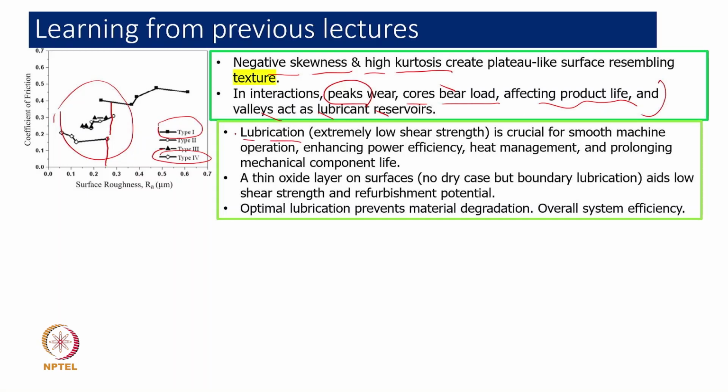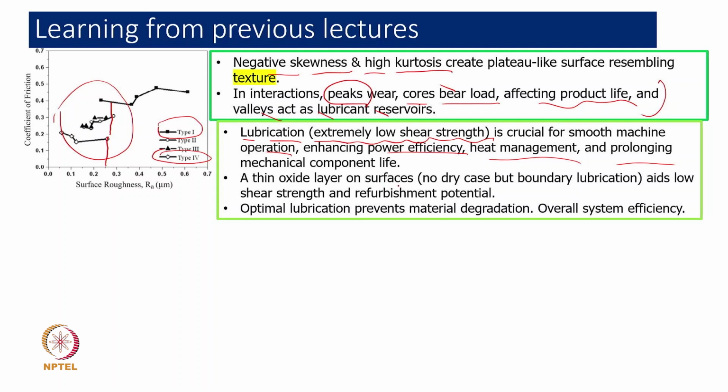And then we also defined a lubricant having extremely low shear strength, where we initially derived the relation, and we said any lubricant or any interface having a low shear strength will be very important. The reason being, it will reduce the coefficient of friction, it will increase the efficiency, it will reduce the heat generation, and it will prolong the service life of the mechanical component.